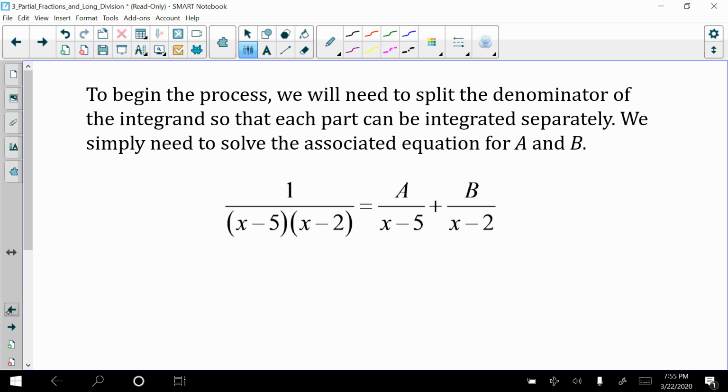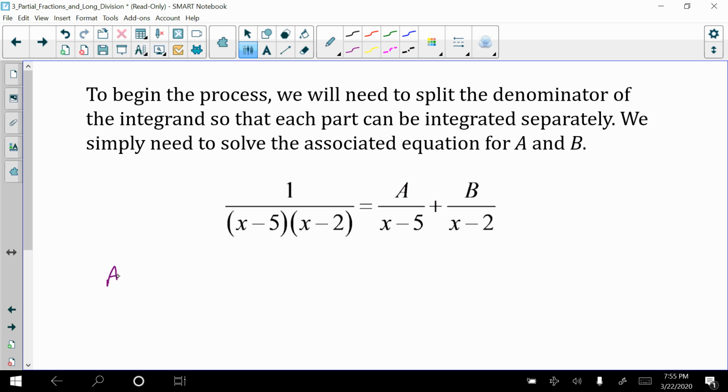And then here what they're showing you is that to begin the process, we need to split the denominator. So factor the denominator if you can. Not every denominator is going to be factorable, but let's say that we have a denominator, and this denominator would clearly have been a quadratic expression because we factored into two binomials. And we're going to say, okay, how do we figure out what those A values and B values are going to be? Well, like I said, it's a relatively simple process.